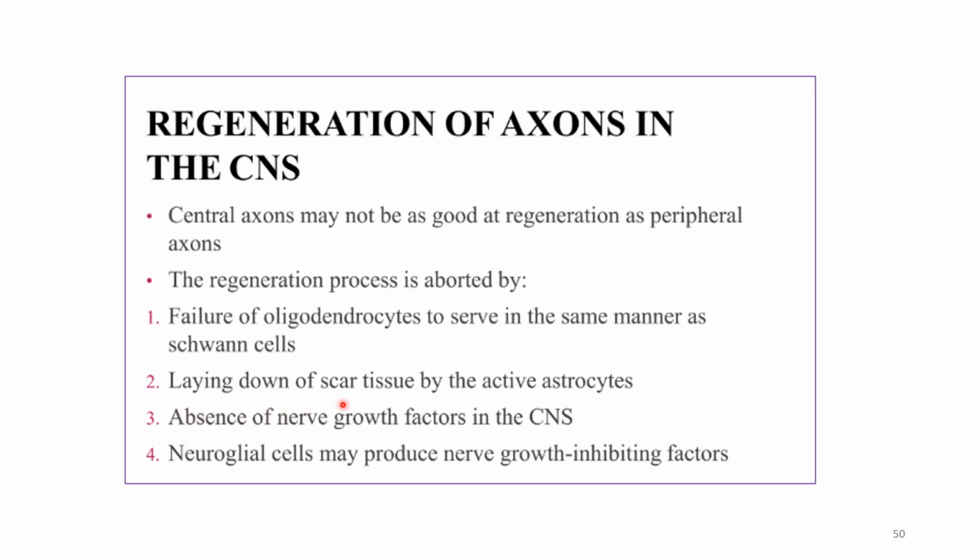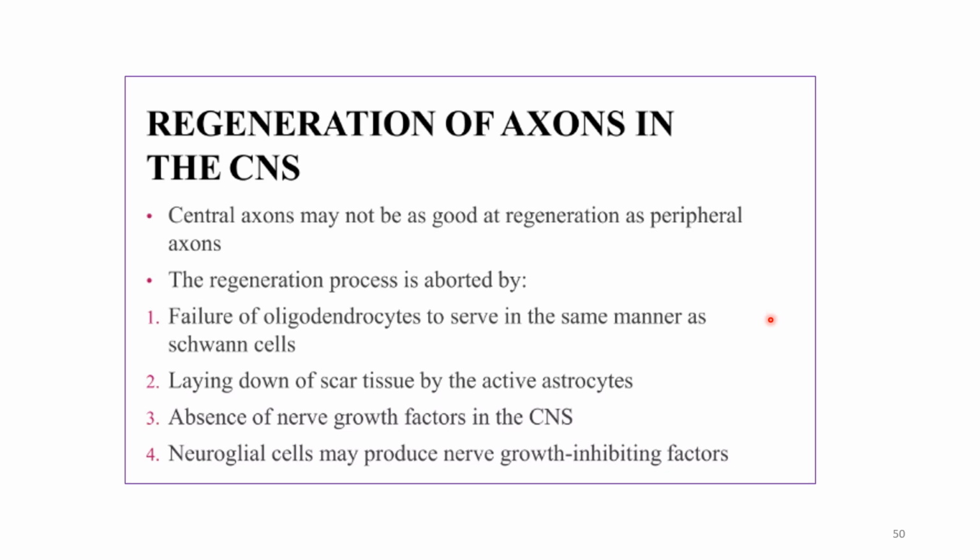And there is laying down of scar tissue by active astrocytes. So our astrocytes which are present in the CNS will immediately form the scar tissue. And there are no nerve growth factors in the CNS. Neuroglial cells produce nerve growth inhibiting factors. So regeneration of the axon in the CNS is not possible.